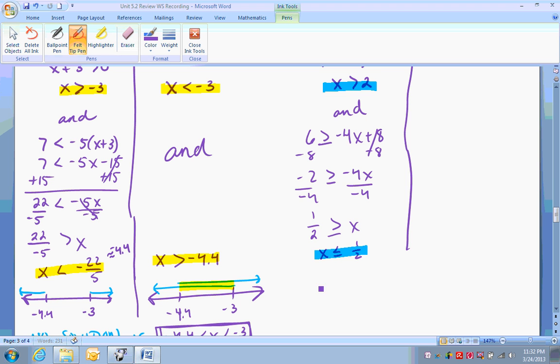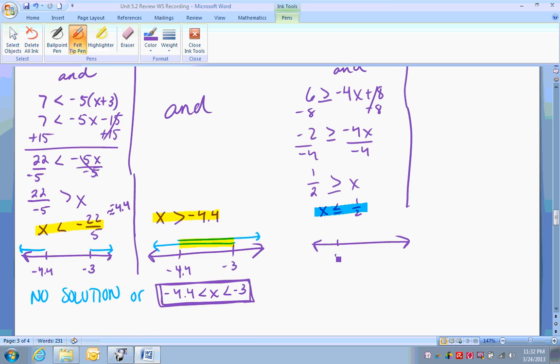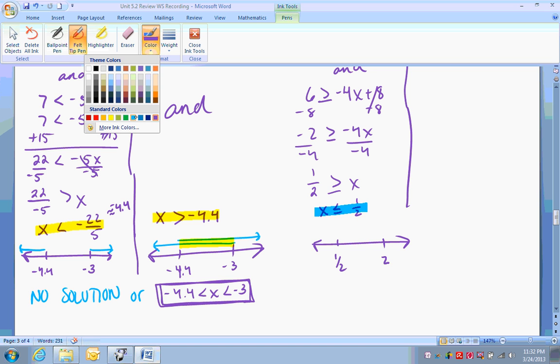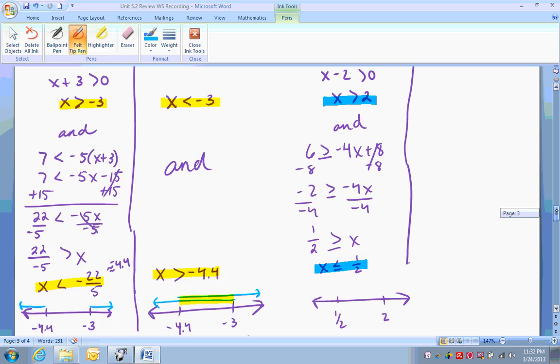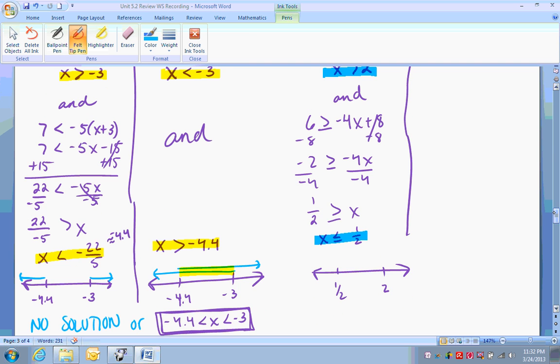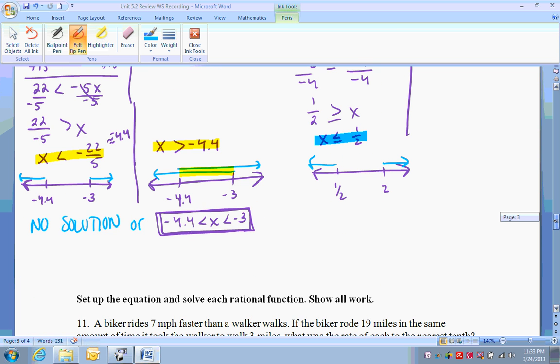So I draw my number line, and I put a 1/2 and I put a 2. And then I shade. So if x is greater than 2, it needs to be shaded that way. But if x is less than or equal to 1/2, it's shaded the opposite way. Well, there's no point at which both of those things are true, when x is greater than 2 and x is less than or equal to 1/2. So this side has no solution.